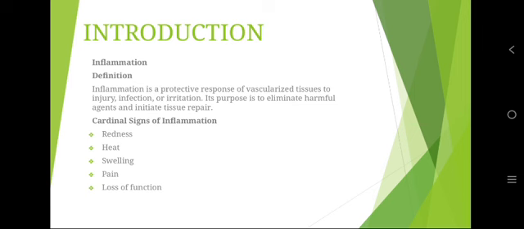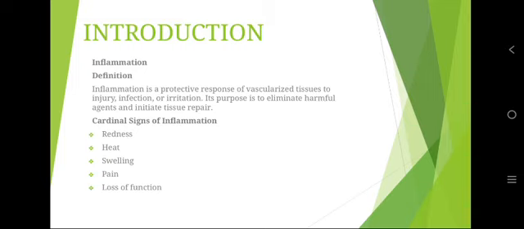Now, move on to the introduction part. First of all, we should know about inflammation. What is inflammation? Inflammation is a protective response against harmful stimuli such as infection, injury, toxins, or irritation. The main purpose of inflammation is to eliminate the cause of cell injury, remove the damaged cells or tissues, and initiate tissue repair and healing.